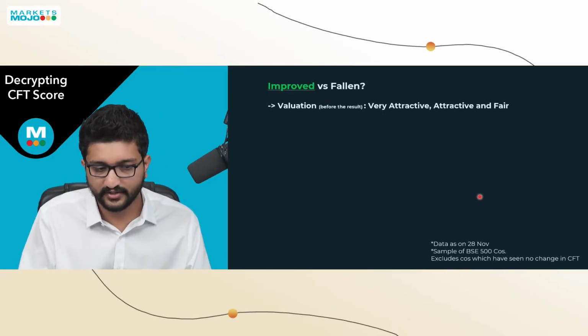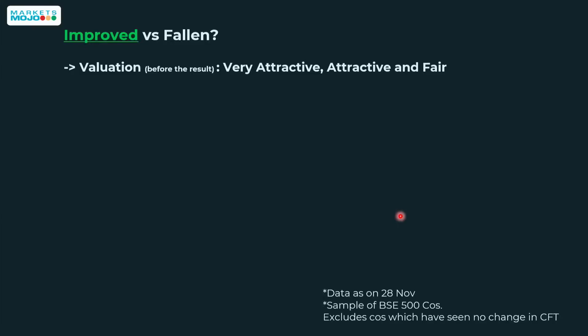The first filter over here is valuation. The valuation of the company, the first slide I showed you, the 4 Mojo dots. This is the valuation of the company. I'll apply a particular filter, and if you see in brackets, I've written before the result. Now this is really important. I'm not talking about the valuation as of today. I'm talking about the valuation just before the result. I'll be applying a very attractive and fair filter.